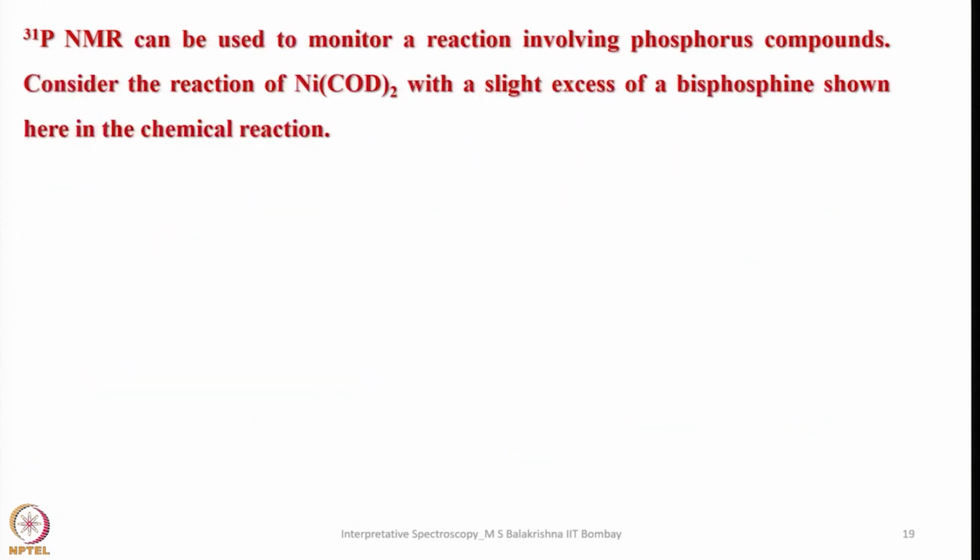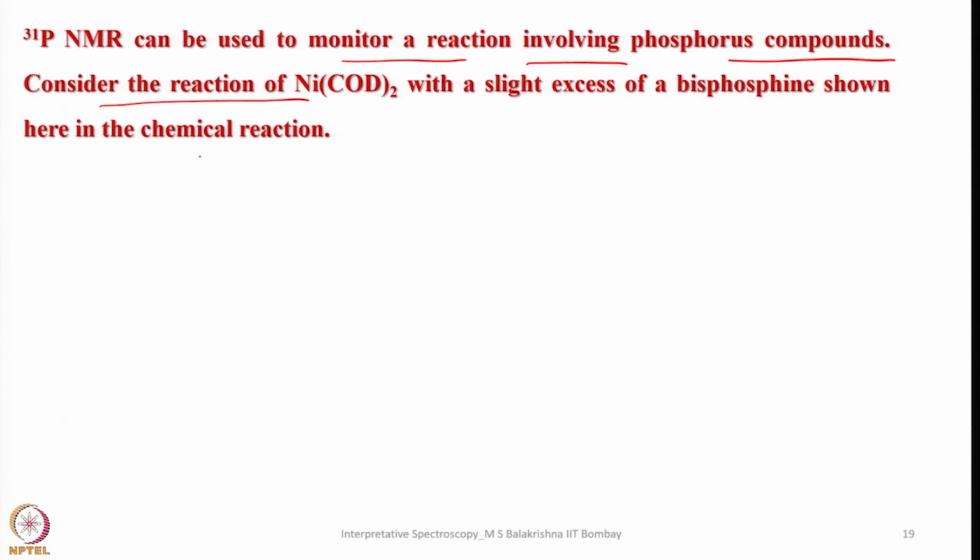So now let us look into a couple more examples considering the reactions carried out with organometallic compounds with phosphorus containing compounds, especially phosphines. So 31P NMR can be used to monitor a reaction involving phosphorus compounds, no doubt in it. Consider the reaction of Ni(cod)2, a nickel 0 compound, with a slight excess of bisphosphine.